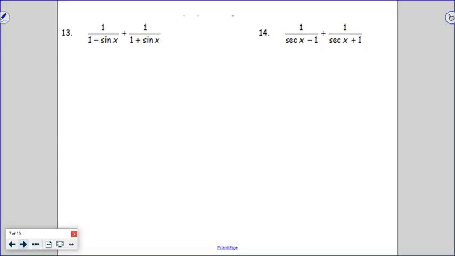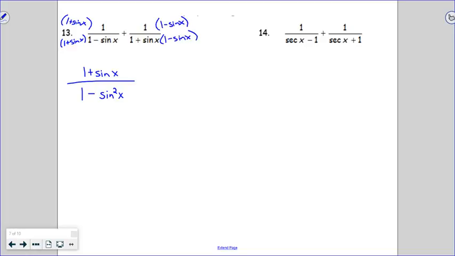Number 13, I got a common denominator on this one, so I multiplied by the denominator in the other fraction. First one I would multiply by 1 plus sine x. My numerator is just multiplied by 1, so 1 plus sine x. The denominator, 1 plus sine x times 1 minus sine x, is a difference of 2 squares, so we get the first thing squared minus the second thing squared, or FOIL, and you'll get there. In the second one, I would multiply by, again, the other denominator, 1 minus sine x. So my numerator, 1 minus sine x. Denominator, first thing squared minus second thing squared.